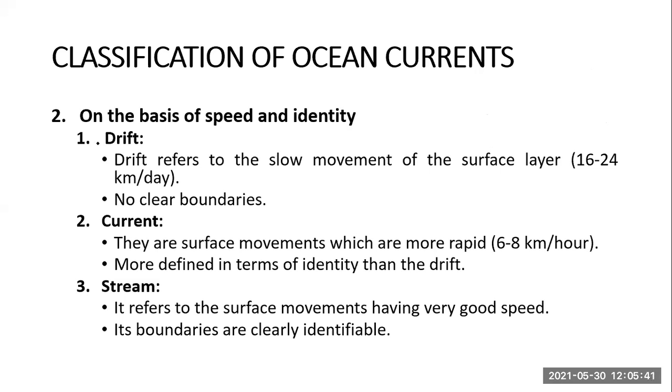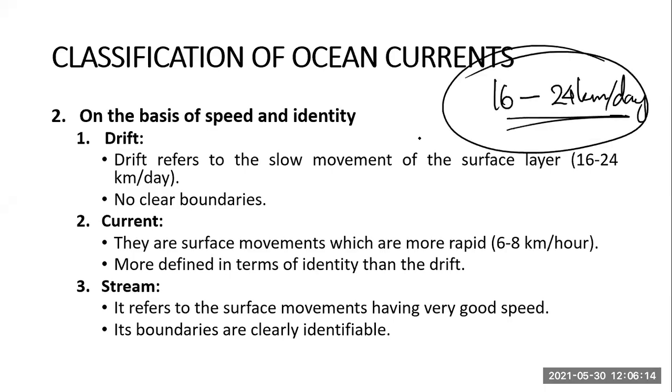First of all, we can look at the current systems which are often referred to as a drift. Drift refers to the slow movement of the surface layer, about 16 to 24 kilometers per day, and there are no clear boundaries. So the slowest of ocean currents, transporting water about 16 to 24 kilometers per day, such slow ocean water movements are what we call a drift.